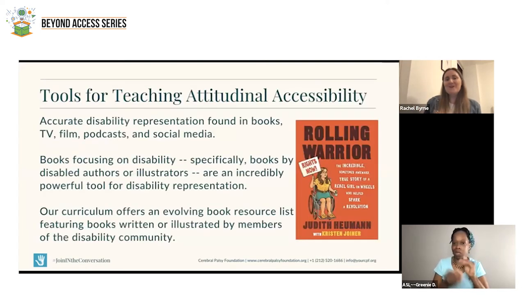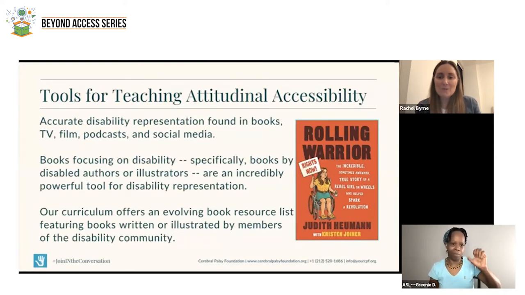So there are wonderful tools out there to teach attitudinal accessibility, and accurate disability representation found in books and TV and film and podcasts and social media are things that we highly encourage. You know, Judith Heumann and her work, whether it be by her books or her podcasts, really does dispel a lot of the myths and the biases and the stigma and all those different things that are associated with disability, and has been at the forefront of the disability rights movement.